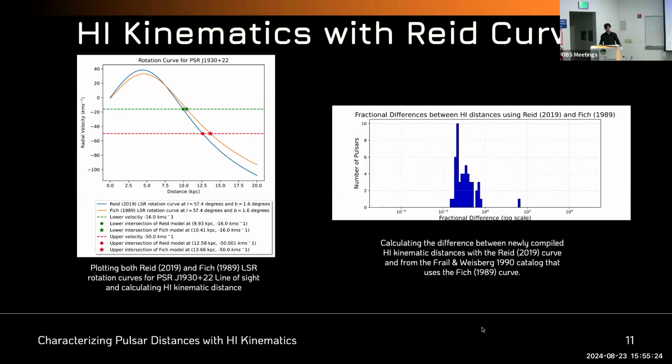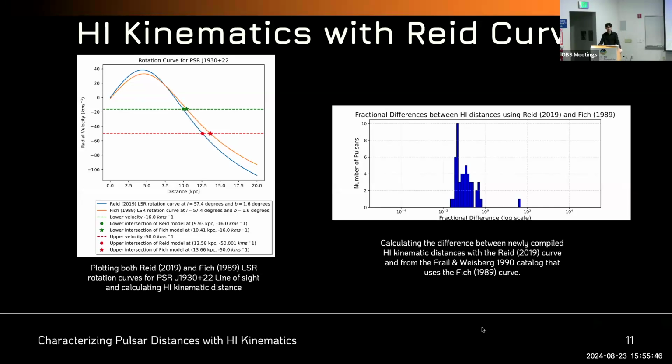So here the green again represents the lower bound H1 cloud radial velocity, and the red represents the upper bound H1 cloud radial velocity. The solid circles represent the intersections between the radial velocities and the new 2019 rotation curve model, and the stars represent the intersections between the radial velocities and the old rotation curve model from 1989.